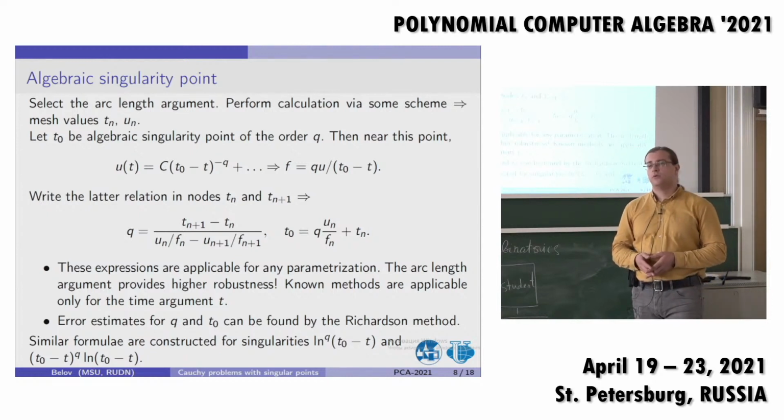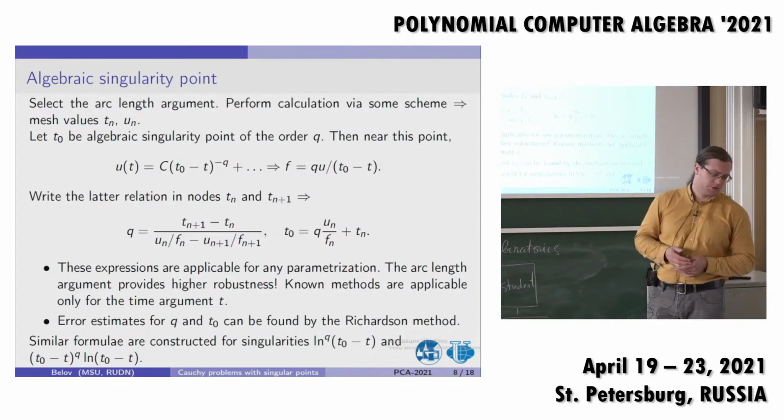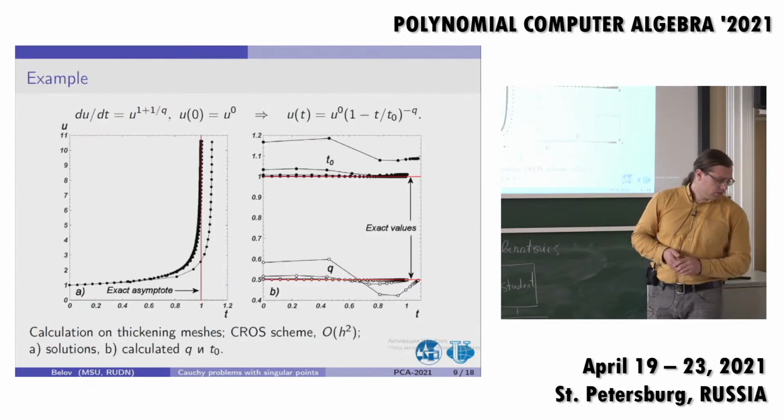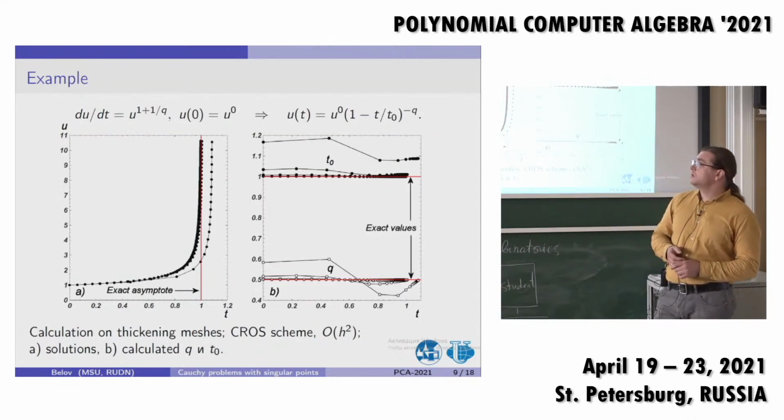Similar formulas were derived for other types of singularities. For example, logarithm of T0 minus T to the power of Q, and a mixed type singularity, which is a combination of algebraic and logarithmic singularities. Now consider a simple example. At the top of the slide, you can see a test problem which has an exact solution with an algebraic singularity. We perform calculations in the arc-length argument via the one-stage complex Rosenbrock scheme.